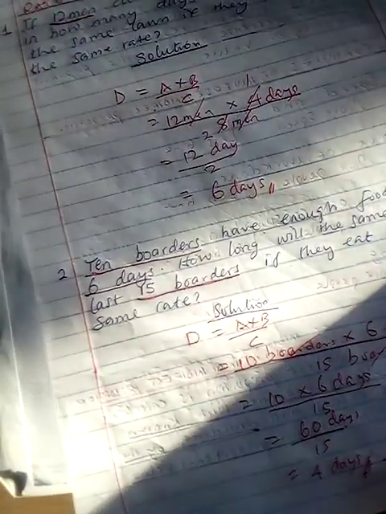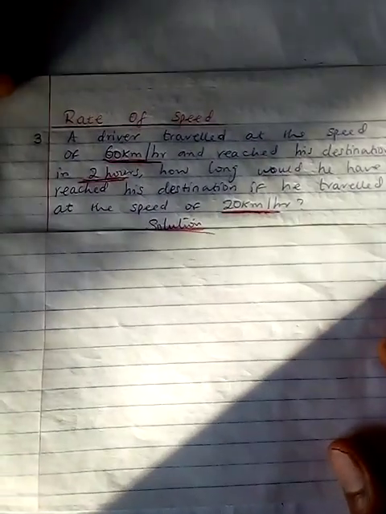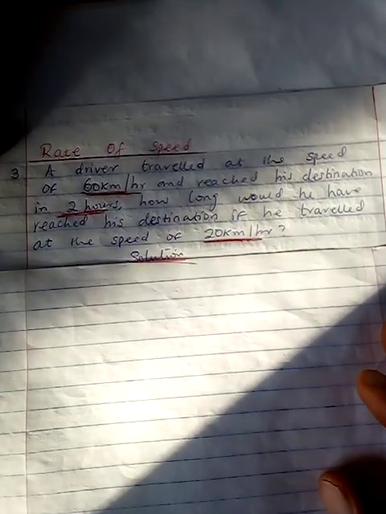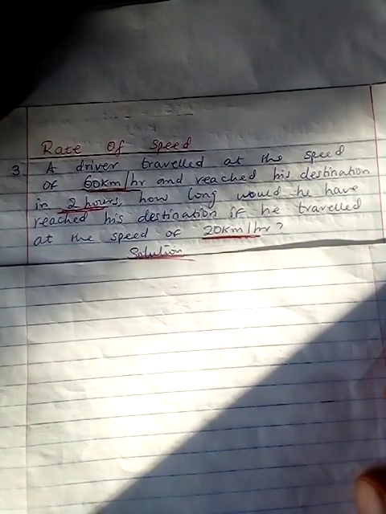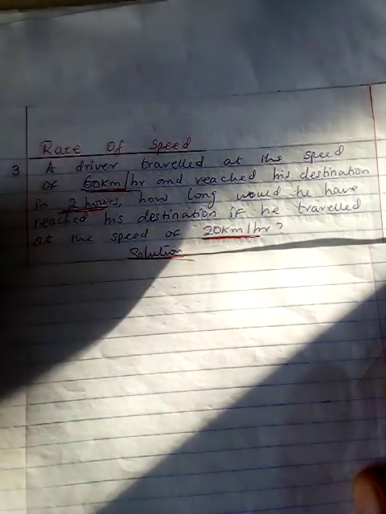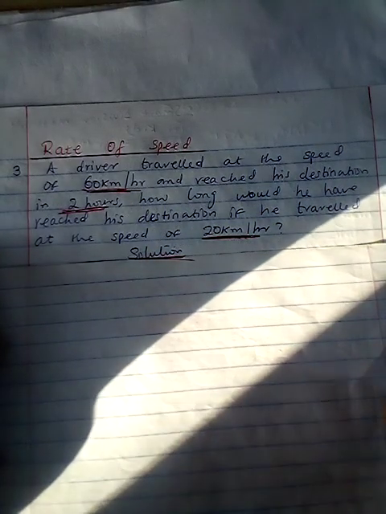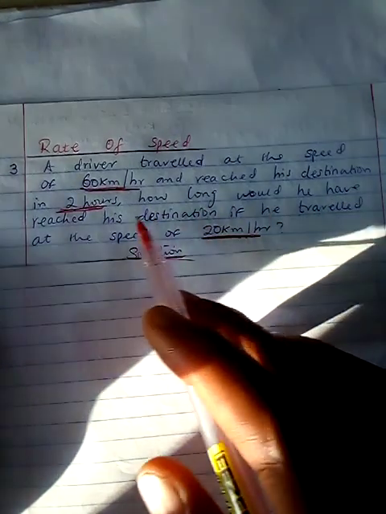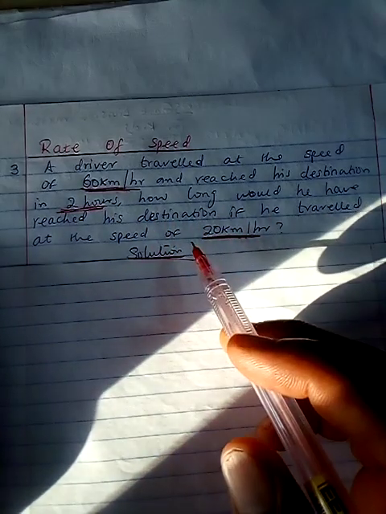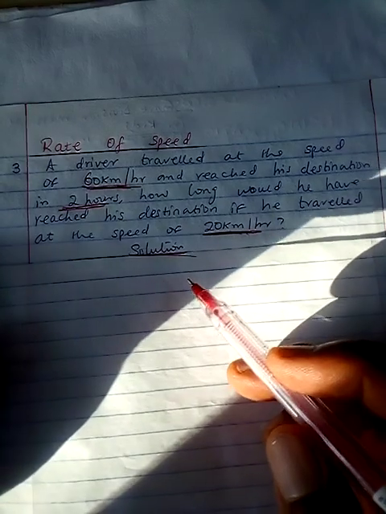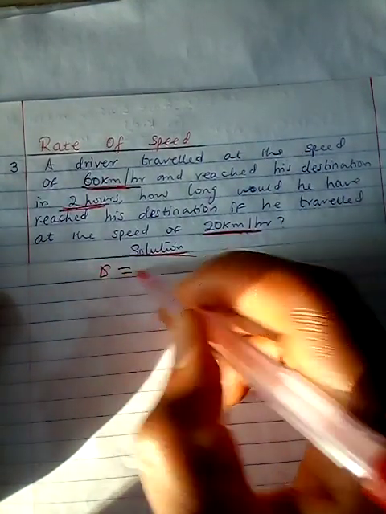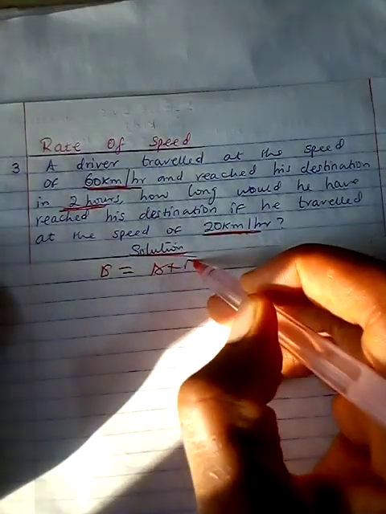And then lastly, we are going to have another problem to solve, and that is on rate of speed. It says a driver travels at a speed of 60 kilometers per hour and reaches his destination in 2 hours. How long would he take to reach his destination if he traveled at a speed of 20 kilometers per hour? Now, we are going to write a formula which says D equals A times B over C.